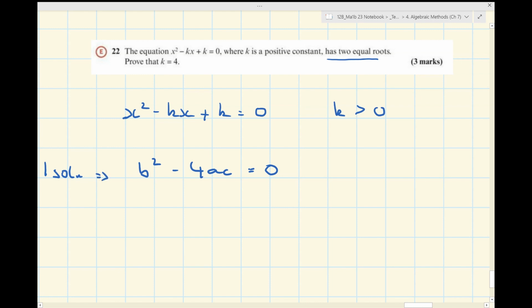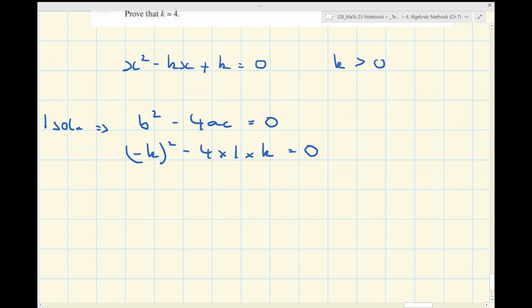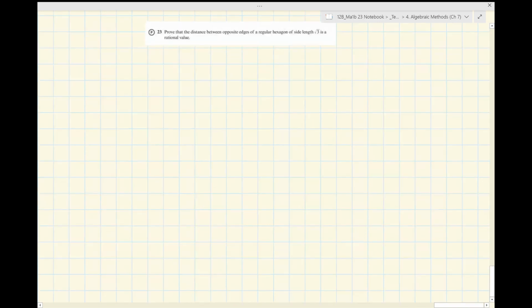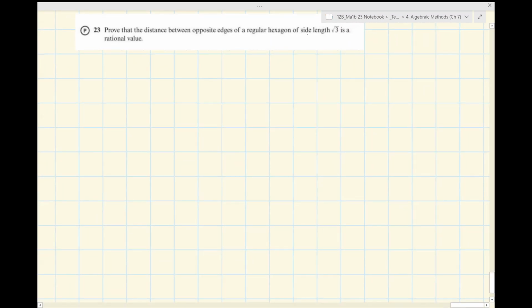Okay, b squared is going to be minus k squared minus 4 times 1 times k, and that apparently must be 0, as there's only one solution. So k squared minus 4k must equal 0. So k squared must equal 4k, so k must be 4. Look at that. The discriminant equaling one solution means the discriminant is 0. The discriminant being 0 means that k is 4. Job done.